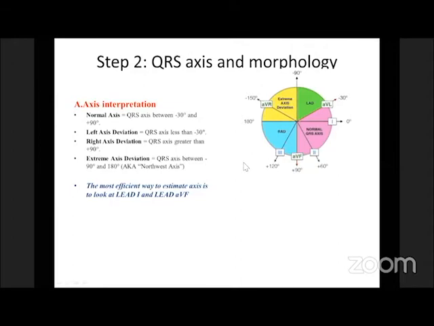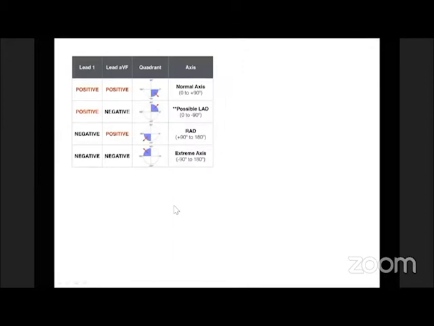The normal axis of the heart is between -30 and +90. When there is left axis deviation, the QRS axis is less than -30, as in this green line. When there is right axis deviation, the QRS axis is greater than +90, in yellow color. And when there is extreme axis deviation, the QRS axis is between 90 and 180, in this yellow line. The most efficient way to estimate the axis is to look at lead 1 and aVF. I put an example for each axis deviation.